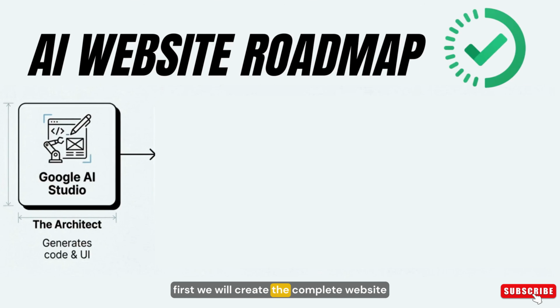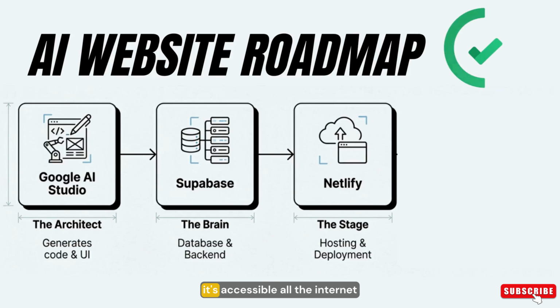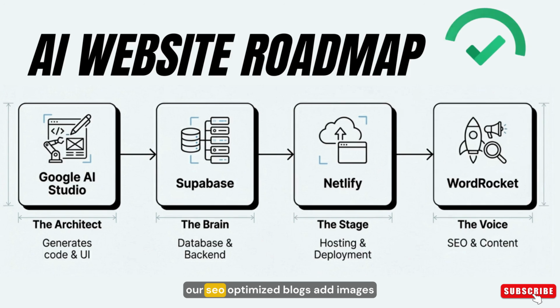First, we will create the complete website using AI, including all pages like home, services, about, blog, and contact. After that, I will connect the backend and database so we can manage the blogs easily from an admin panel. Next, we will deploy the website live so it's accessible on the internet like a real business website. And finally, we will write our SEO-optimized blogs, add images, internal links, and work on ranking the website on Google.